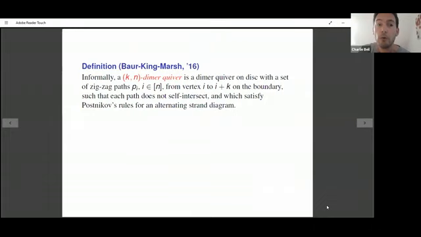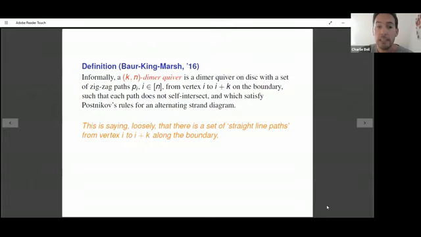Okay, so then I'll just give an informal definition here for time. This is due to Baur, King, and Marsh. A Kn dimer quiver is a dimer quiver on a disk with a set of zigzag paths, one for each vertex around the boundary, from vertex I to I plus k on the boundary, such that each path does not self-intersect and which satisfy Postnikov's rules for alternating strand diagrams. So the same zigzag paths are very useful here too.